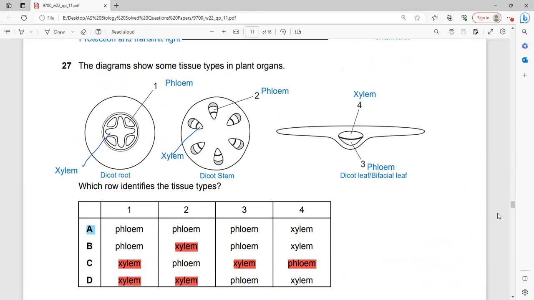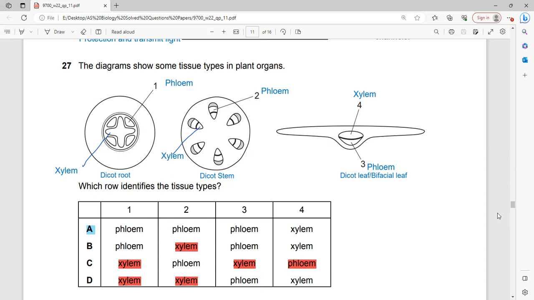Here, you need to know about the position of the xylem and phloem. For example, in the dicot root, the xylem is present in the center in a star shape, while the phloem is present between the arms of the xylem. In the dicot stem, the phloem is outside and the xylem is inside. In the dicot leaf or bifacial leaf, above is the xylem and below is the phloem.